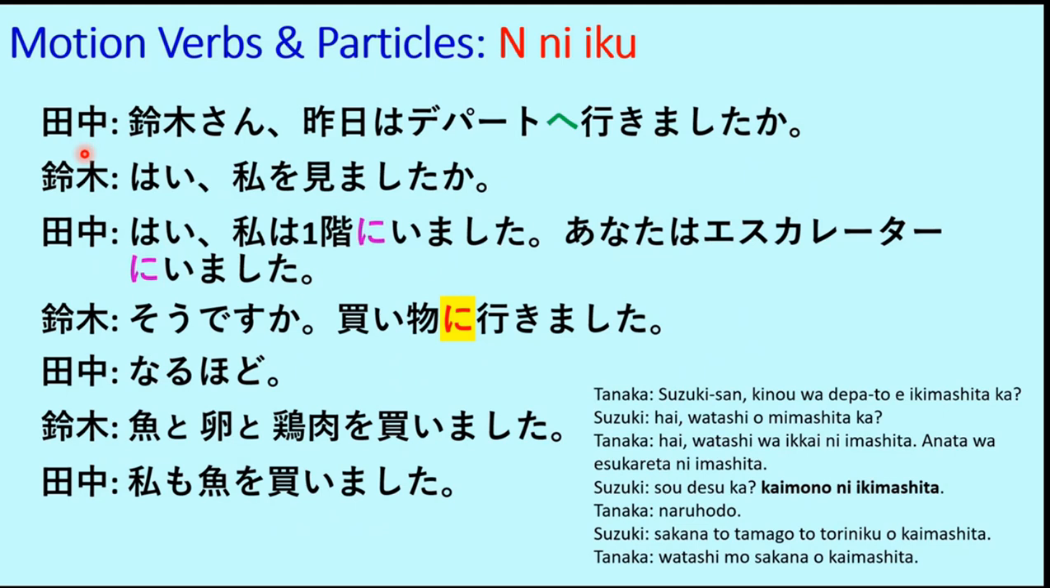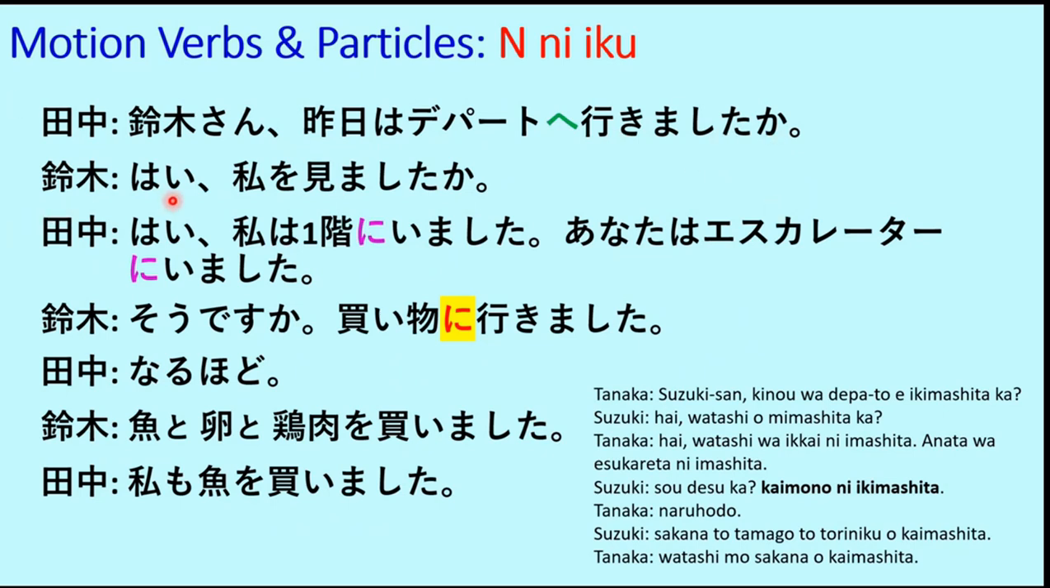So friends, did you get anything? Did you get the meaning of what's going on in this conversation? So the first sentence is, Tanaka-san says, Suzuki-san, 昨日はデパートへ行きましたか? Now, 昨日 means yesterday. That means yesterday did you go to the departmental store? Now, ikimashita is the past tense as you all know, and ikimashita ka means this is the interrogation. So this denotes the past tense, and kino also says yesterday.